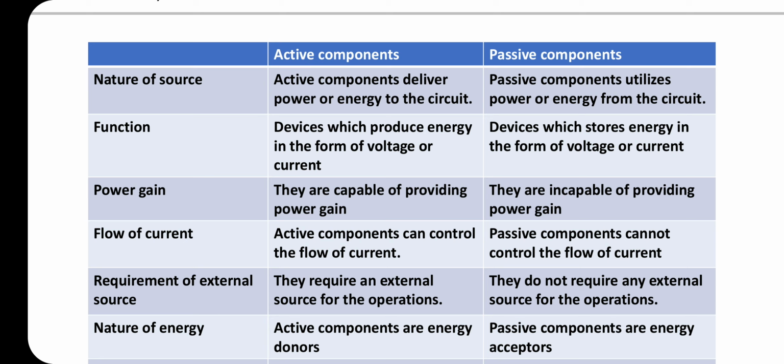Function. Devices which produce energy in the form of voltage or current are active components, while passive components are devices which store energy in the form of voltage or current. Power gain. Active components are capable of providing power gain. Passive components are incapable of providing power gain. Flow of current. Active components can control the flow of current, while passive components cannot control the flow of current.